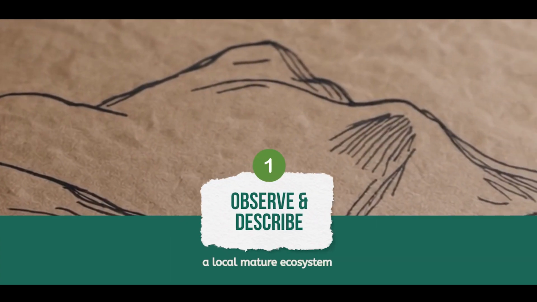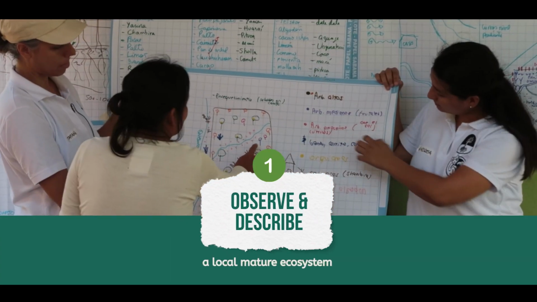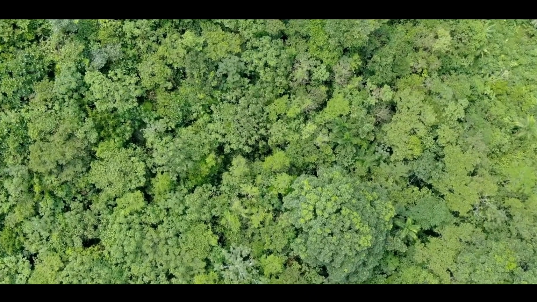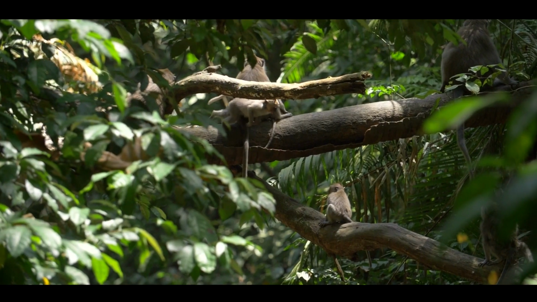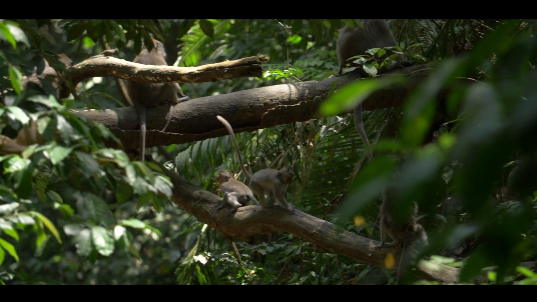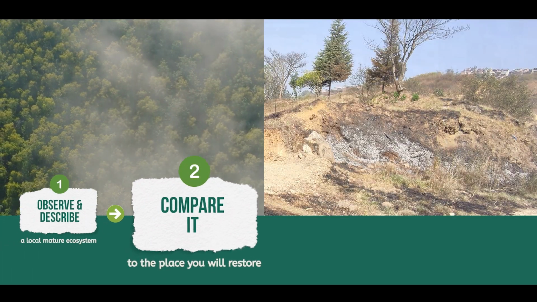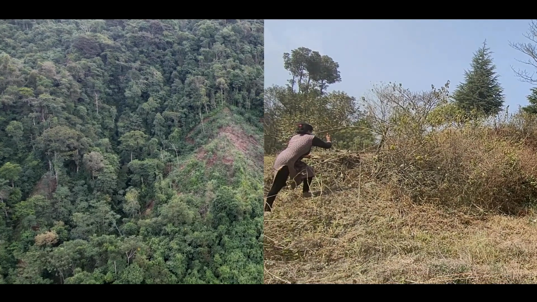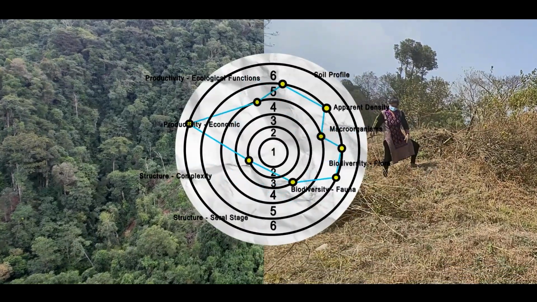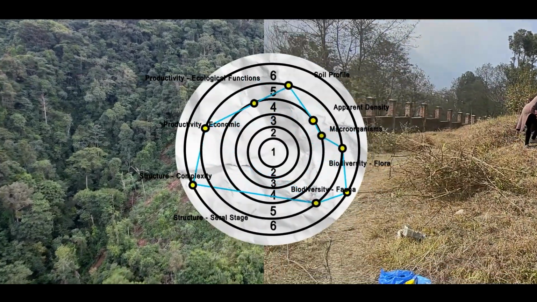Number 1, observe and describe a local mature ecosystem. Look for a mature and well-conserved ecosystem that you can study and learn from. This will be your reference. Number 2, compare this mature ecosystem to the place that you want to restore. The difference between both ecosystems will tell you what is missing and guide your work.